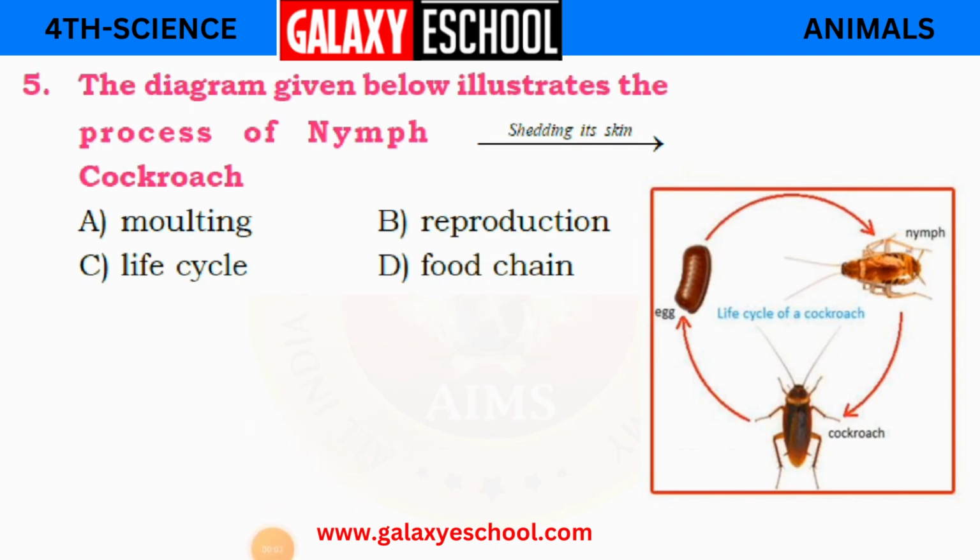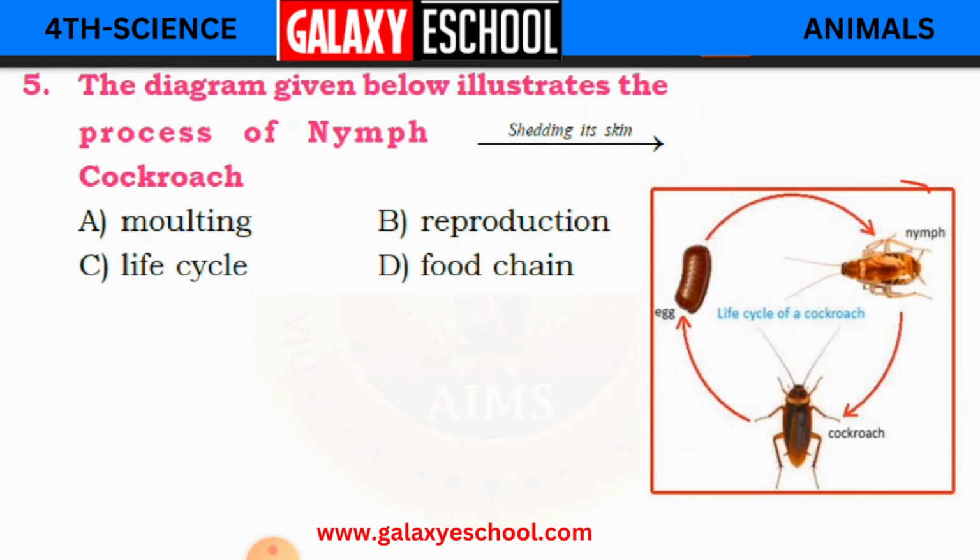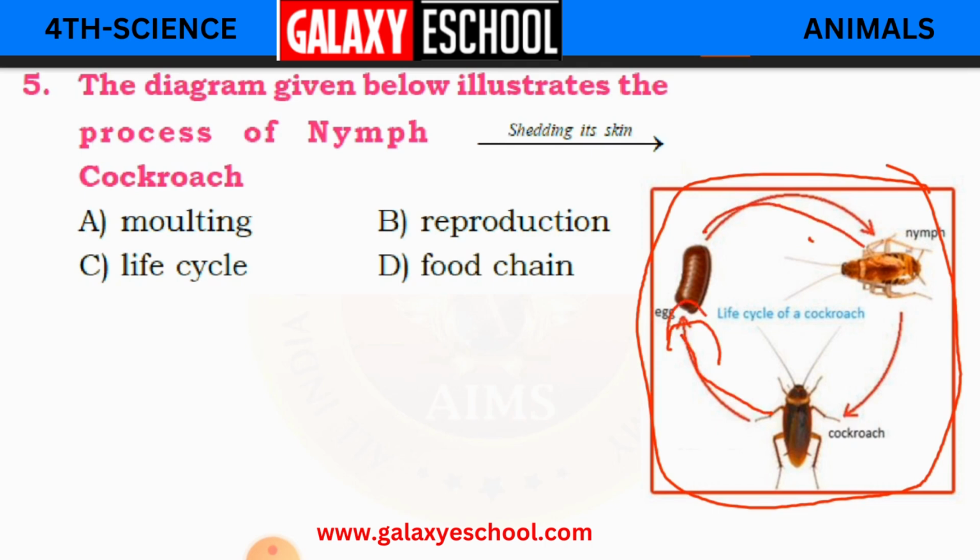The diagram given below illustrates the process of nymph shedding its skin. This is of cockroach. Here if you observe children, in the picture you can see the life cycle of the cockroach, which has 3 stages. Here you can see the adult cockroach and its eggs. After laying eggs, what happens? The young one is hatched. The young one is called a nymph.